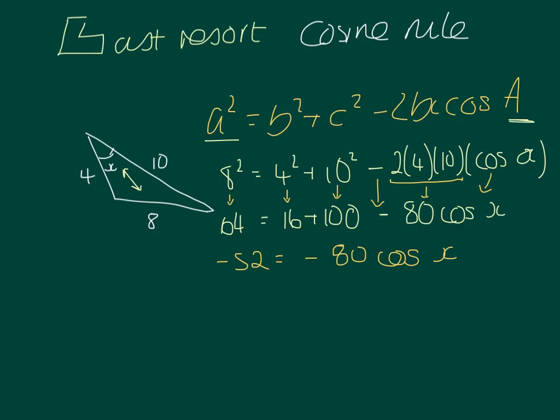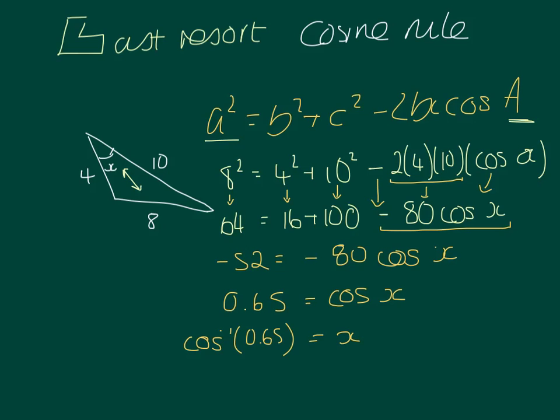Don't let that minus disappear just because you've moved other stuff over. It is attached to the 80 cos x. It is minus 80 cos x. It's not 16 plus 100 and then a floaty minus that you can have or not have. Okay, so minus 52 divided by minus 80 is 0.65, and that's equal to cos x. So again, to get x, we need to do the inverse cos, to the minus 1. Shift answer, and that is 49.5 to 1 decimal place.